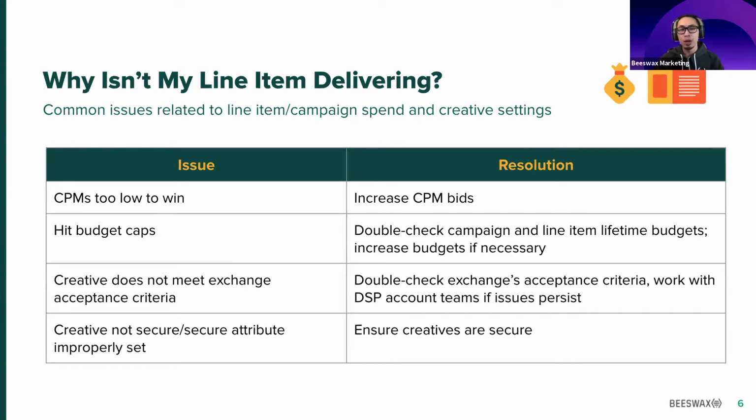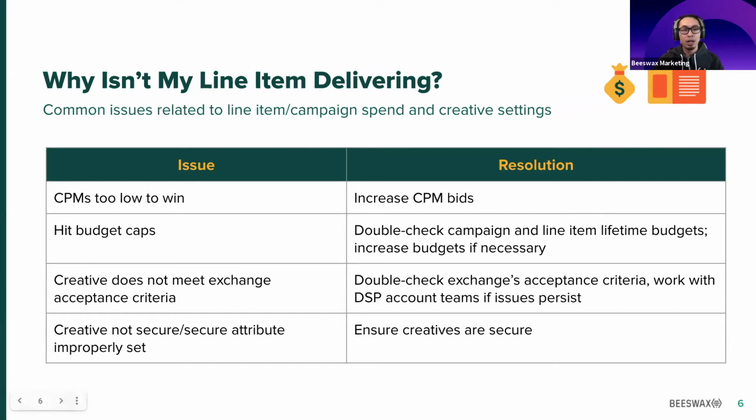Otherwise, another reason why a line item might not be delivering, even though you're receiving bid requests, is because you've hit budget caps. So again, here's where it's important to double check at the campaign and line item levels, make sure that those lifetime budgets still have fuel in the tank, and increase them if necessary to continue delivery.